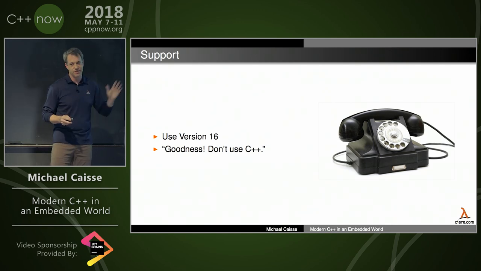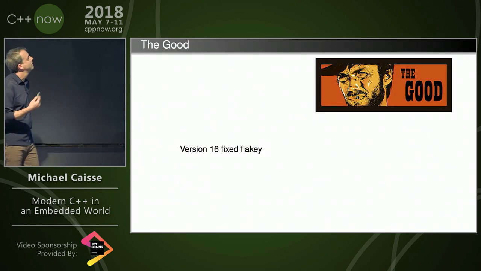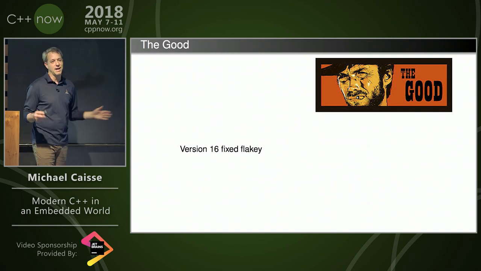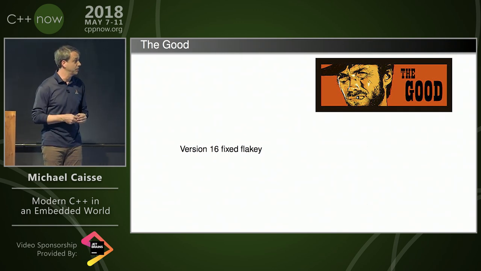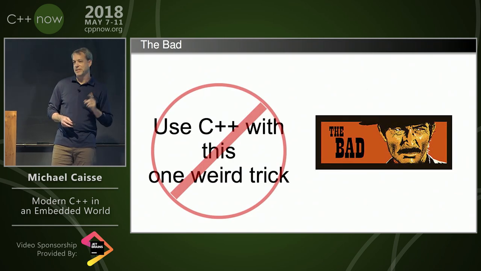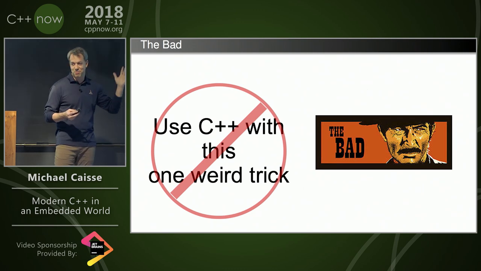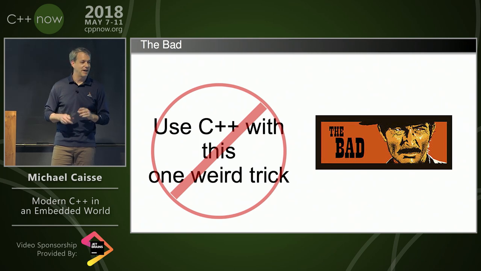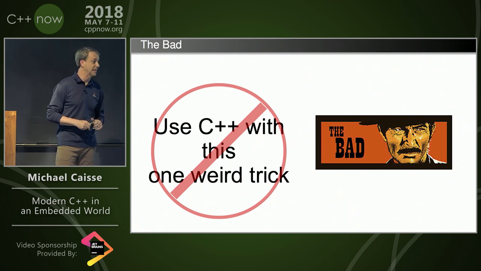So I was like, goodness, don't use C++. Okay, well, whatever. So, okay, version 16, awesome. It fixed flaky behavior. So that's good, right? That's the good. The bad is probably the real reason that support wanted us to move is because we can no longer figure out our one cool trick in order to make our C++ work anymore. So they basically figured out how to stop that from occurring inside the IDE.